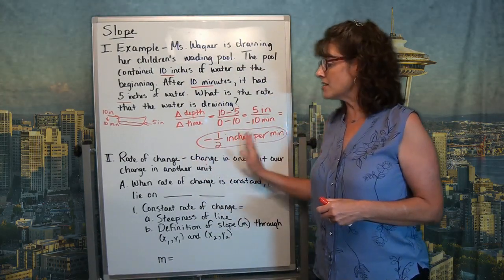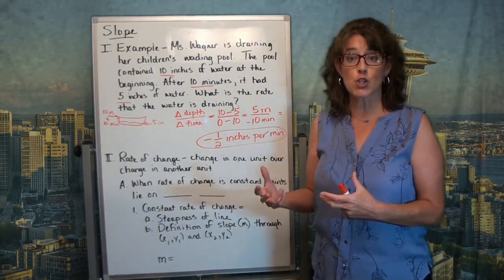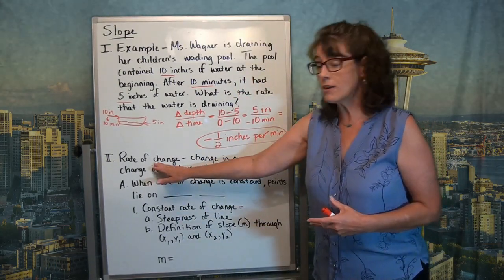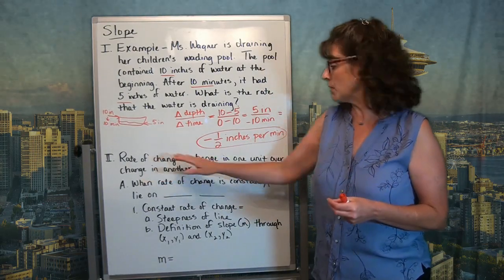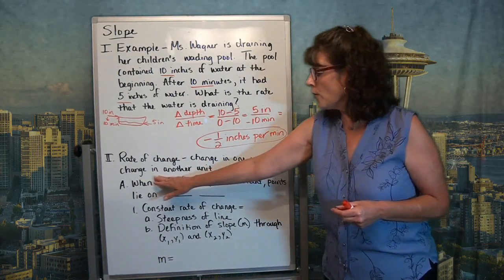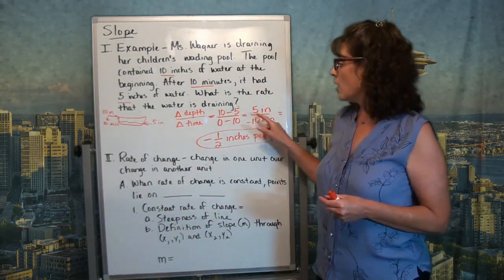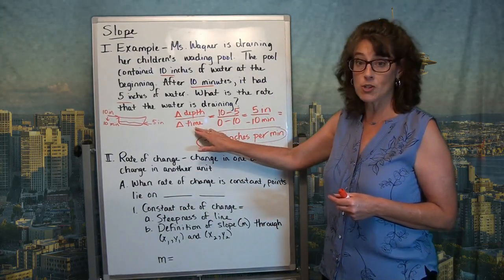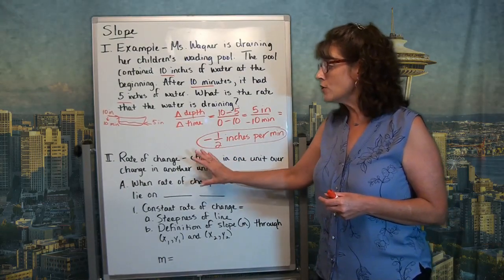Now, all of this is to get us to this idea of slope. Because slope is a rate of change. And like I said, rate of change simply means a change in one unit, the change in depth, over the change in another unit, the change in time that you see here. So a rate of change is simply that.